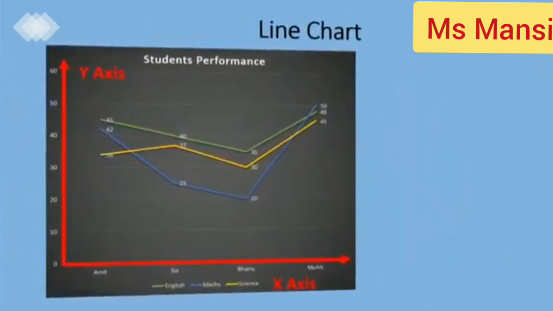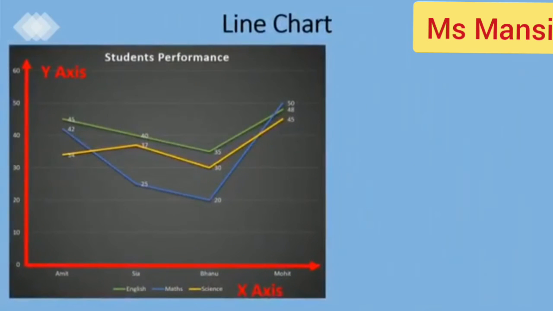And what is this? This is your line chart. In line chart it is in the form of lines. It is quite similar to plotting a graph on a graph paper with its values on the x-axis and y-axis.